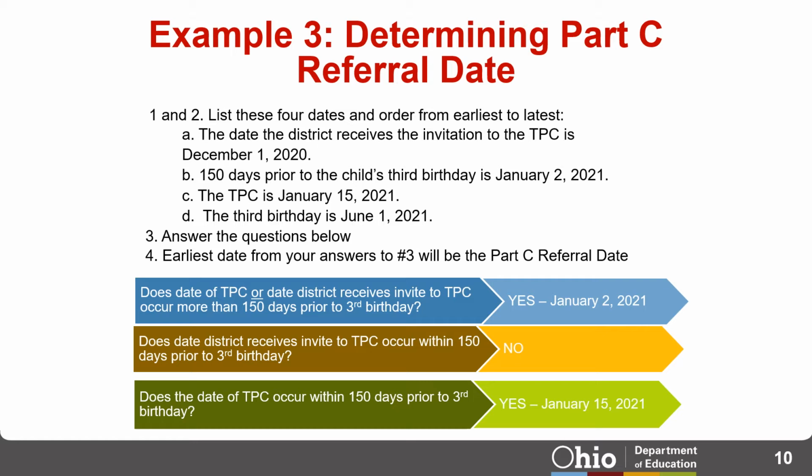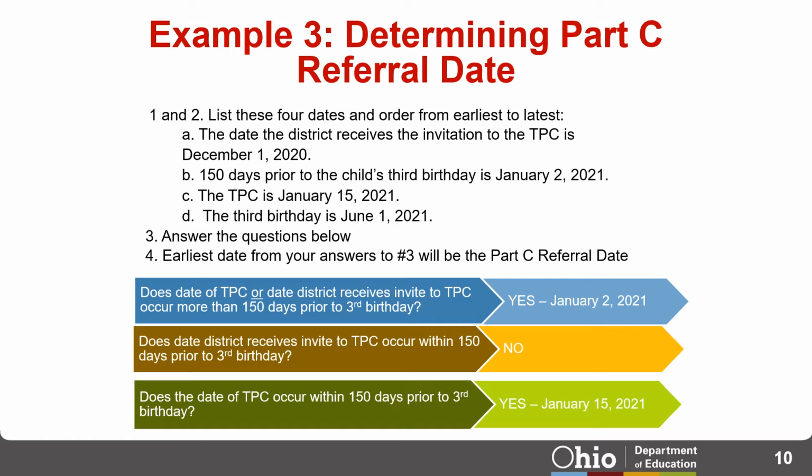150 days prior to the child's 3rd birthday is January 2nd, 2021. The TPC is January 15th, 2021. The 3rd birthday is June 1st, 2021. We would then follow step 3 in the process, answering the 3 questions.